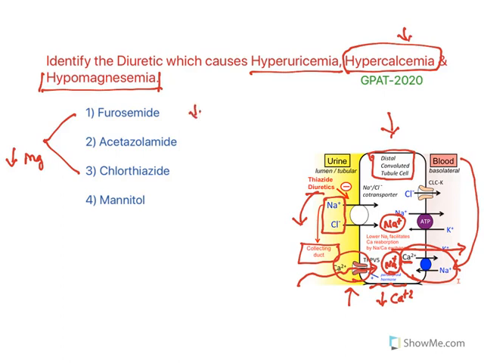Furosemide, a loop diuretic, reduces the levels of calcium in the blood, whereas thiazides will increase the levels of calcium in the blood. So this is about this question. So the answer is chlorothiazide.